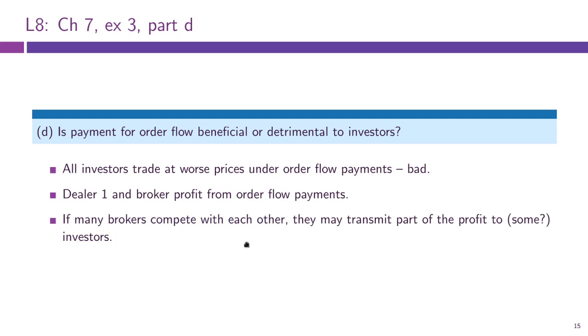So this concludes exercises from lectures 7 and 8. We have seen that asymmetric fees for market and limit orders are somewhat pointless, at least in that model, in the Parlour model. And we've seen that payments for order flow allow dealer and broker to profit at the cost of the investors.